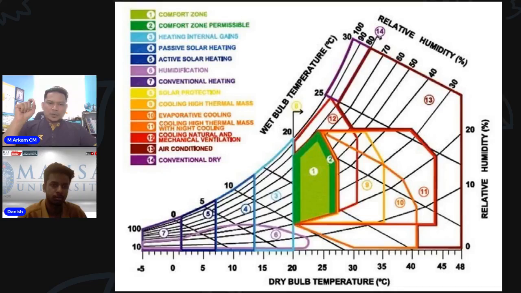Number two. Number three is heating internal gain, meaning that we need to go for heating elements. We go for a heater in this zone. I'm not sure you can see my cursor or not, but number three there is talking about heating elements. Four, the same thing: passive solar heating, active solar heating. And number six requires humidification, where the area is too dry. Too wet, and also talking about solar protection, on the right side, number eight, is talking about solar protection, where you need to go for tinted film and whatnot. Cooling, high thermal mass, evaporative cooling, then we go for cooling, number 11 here.